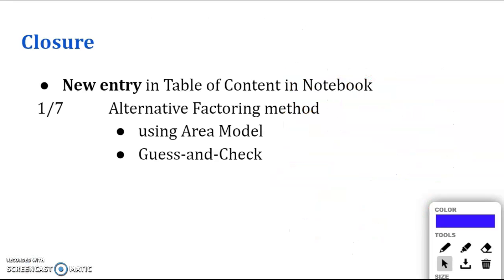So what did we do today? We checked out two different alternative factoring methods, using the area model and guess and check. I would like you to challenge yourself to try both methods so that you can figure out which method works best for you. Do you need to know all three methods? No, but you do need to be comfortable with at least one. And that means, one, you need to be relatively fast, and two, it has to be accurate. Okay? And that's it for today.